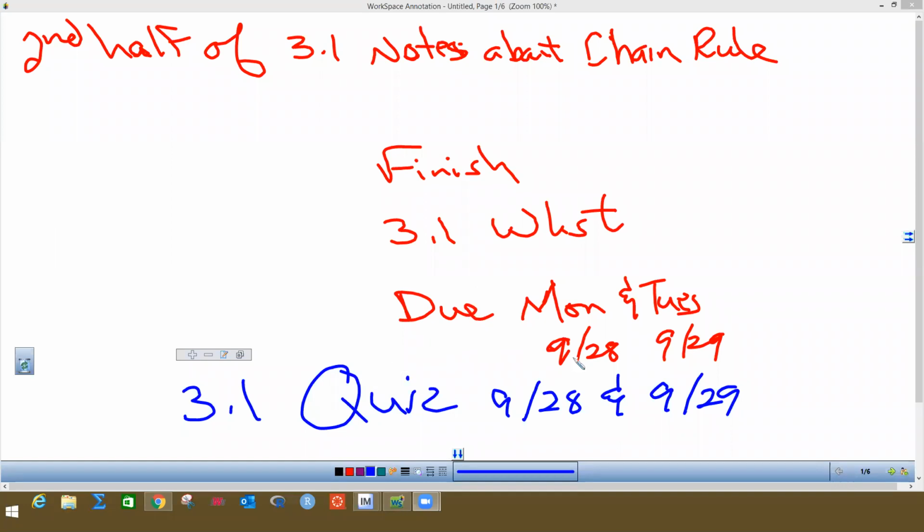Okay, so this is going to be the second half of the 3.1 notes, and when you're done with this, you ought to be able to finish the worksheet, and they're going to be due on Monday, 9/28, and Tuesday, 9/29, and we'll go over those, and then we'll have a quiz over 3.1 on those same 2 days.